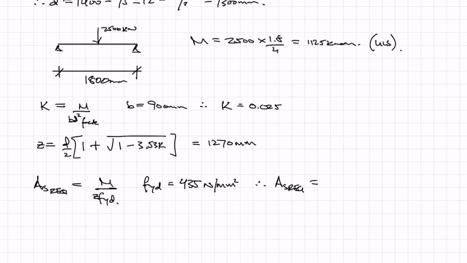So now that we've got the area of steel required, let's provide 5 H25 bars, which gives us an area of steel provided of 2,454mm squared. Moving on to the strut and tie example, but first just a brief overview of the key terminology.